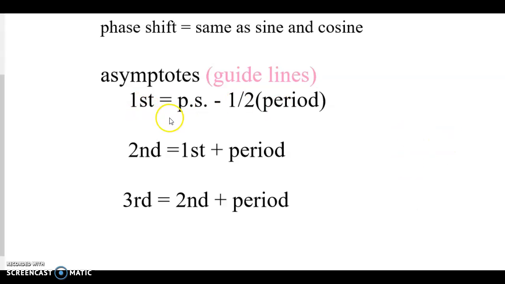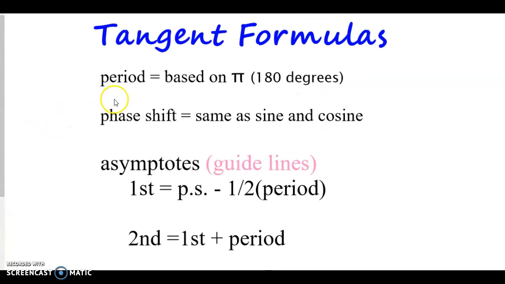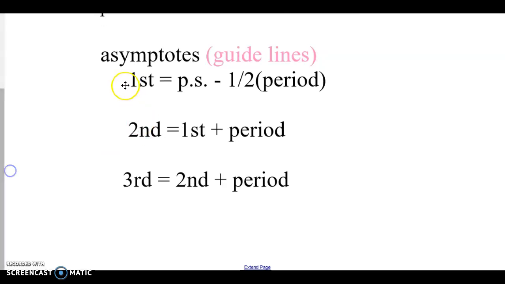So for asymptotes, you take your phase shift minus half the period. That's your first asymptote. Take that answer, bring it down here, add on a full period. There's your second asymptote. Take that answer, bring it down here, add on a period. There's your third asymptote. So what's different? Period is pi, not 2 pi, and you have three asymptotes you have to find.